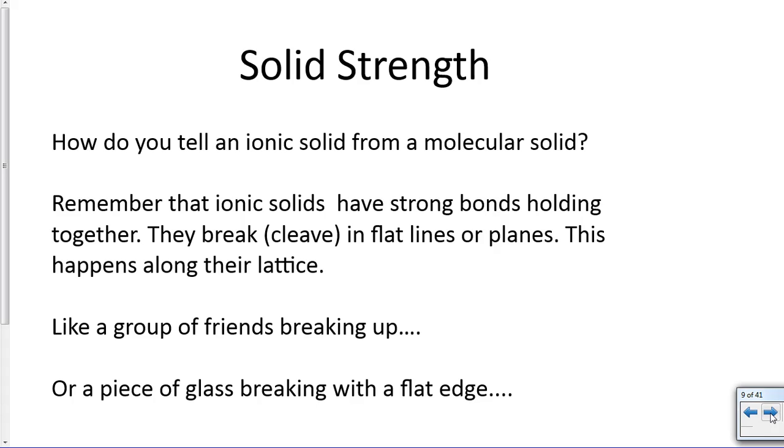Essentially, guys, this would be like if you had a group of friends when they break up, that they would form like separate little lines. Oh, I'm going to be Timmy's friend, and you go be Sally's friend, Mr. Rayner. Or this would be like if you've ever seen a piece of broken glass. There'll be very set, flat lines on the edges. Please don't go break your parents' glasses just to look at this.